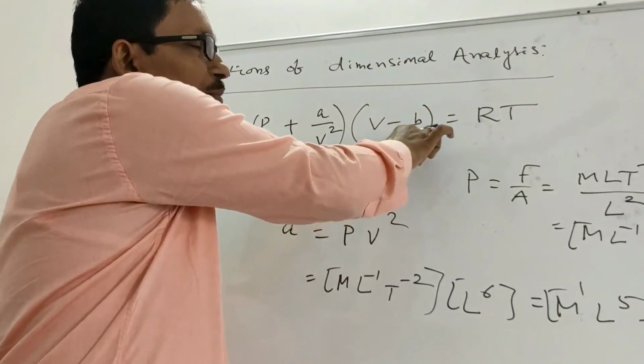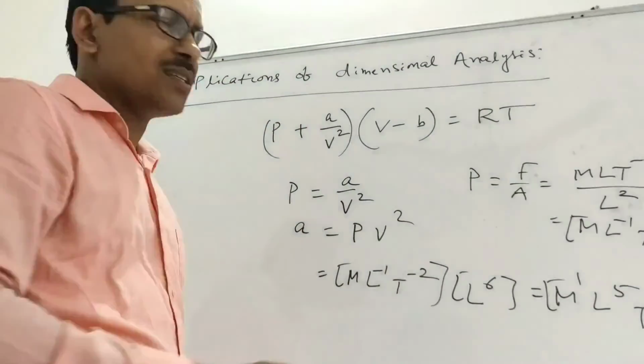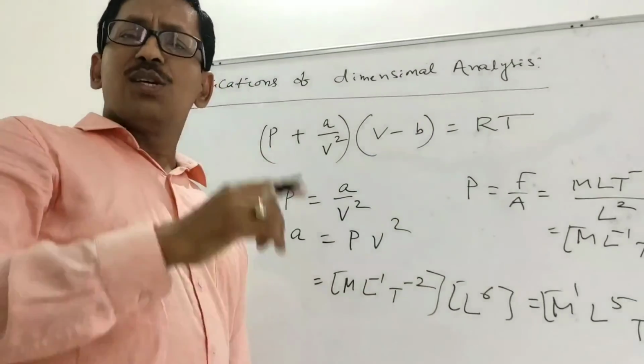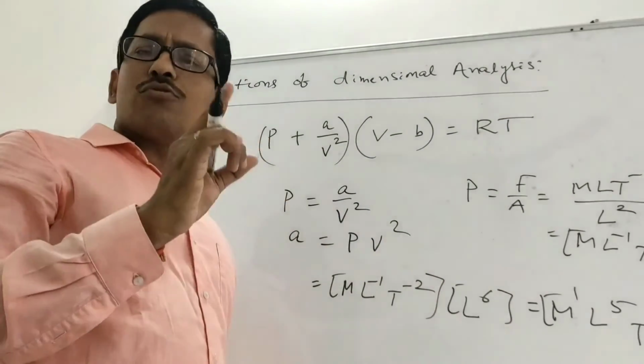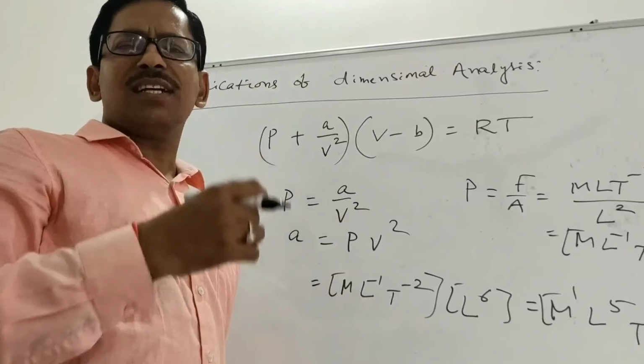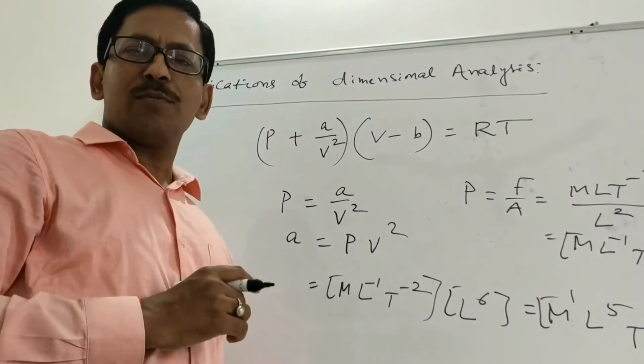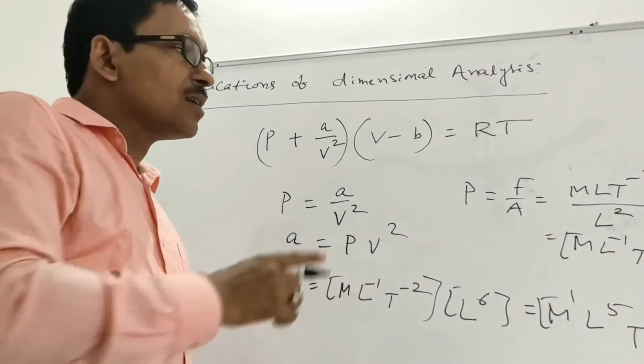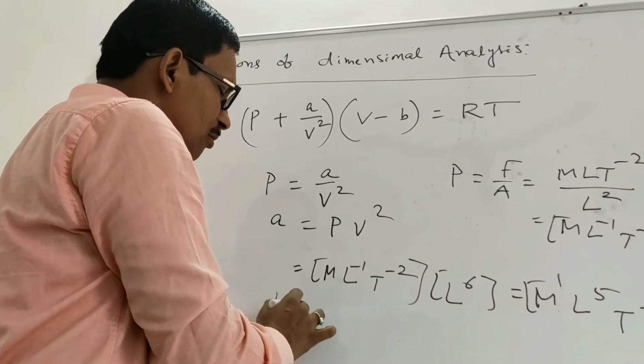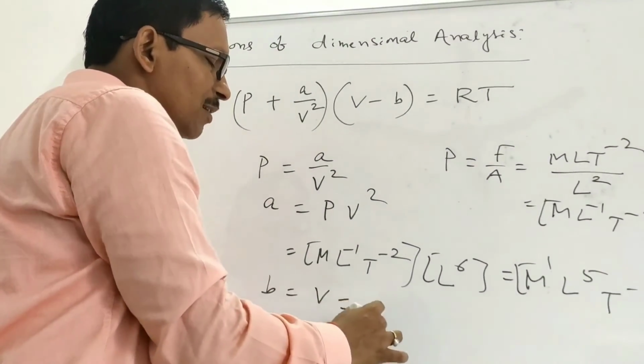And for the dimensional formula of B, it is very simple. It is V minus B. So V and B both should have the same dimension because it is subtracted. There is a minus sign; plus or minus, they should have the same dimensional formula according to the principle of homogeneity. So the dimension of B is equal to the dimension of V, that is L to the power 3.